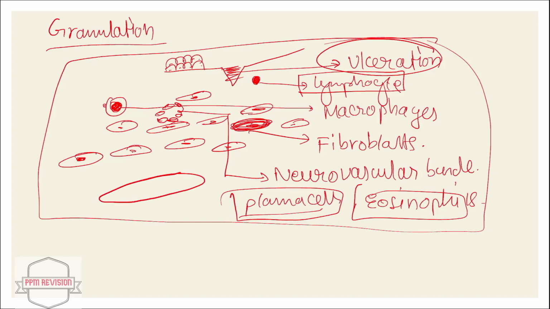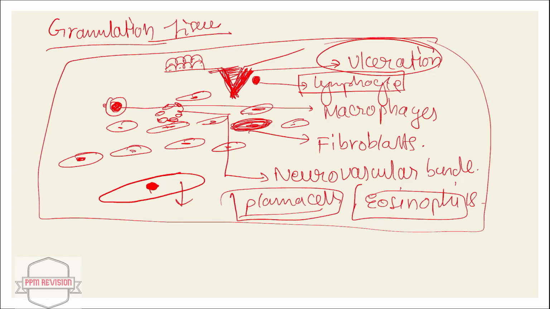The character of the fibroblast, as I told, is elongated. It has a central nucleus and an abundant cytoplasm. And there is also a neurovascular bundle. So as soon as granulation tissue is asked, you should recollect this diagram, that is a place of ulceration.